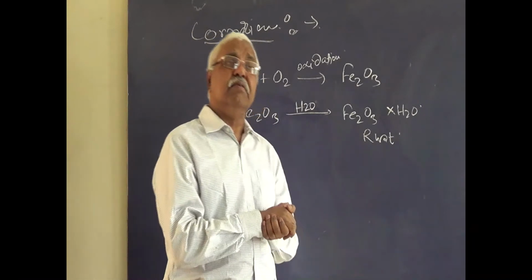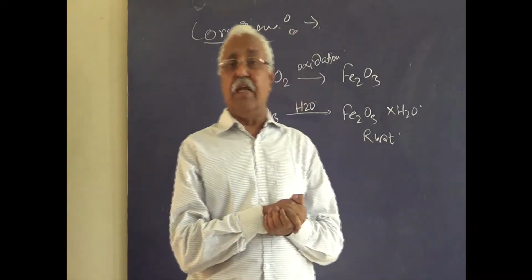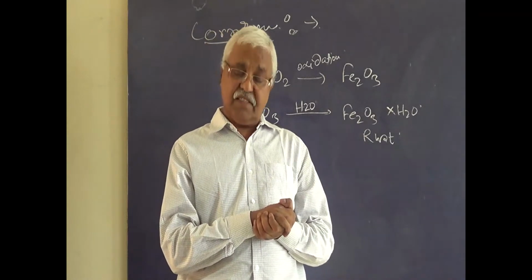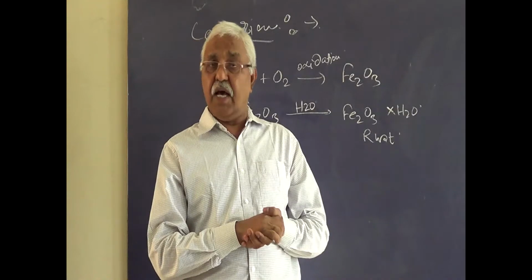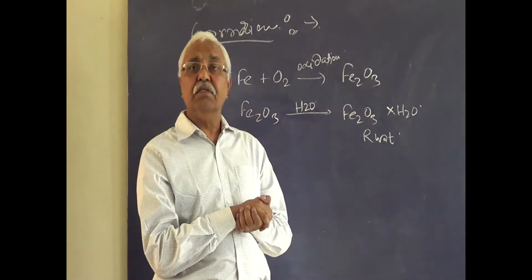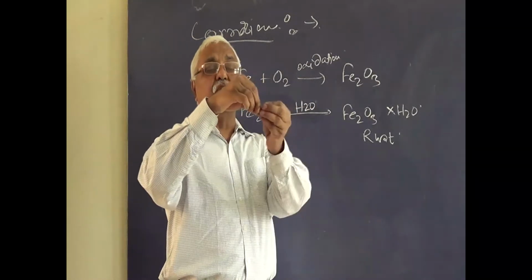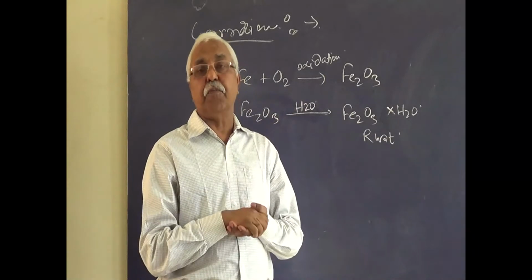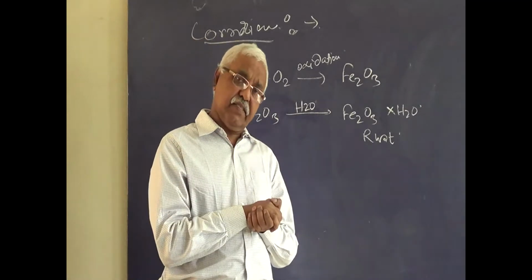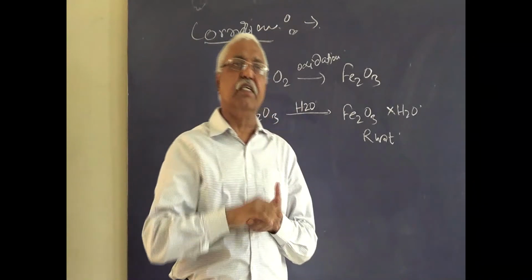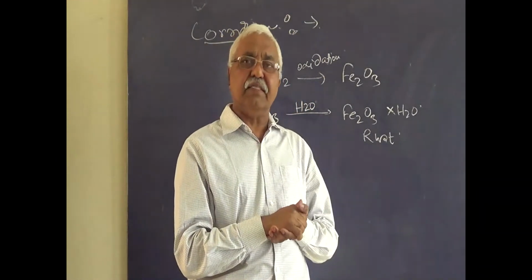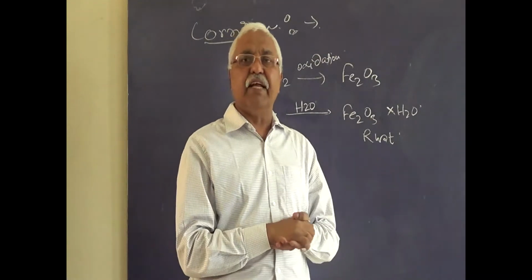Other methods are the galvanizing process, electroplating process, and cathodic protection methods. In the galvanizing process, metal is dipped into molten zinc, and when it is taken out, a thin layer of zinc remains stuck to it. This process is called galvanization. The thin layer of zinc covers the complete component, like GI sheets, galvanized iron sheets, and GI pipes, galvanized iron pipes.